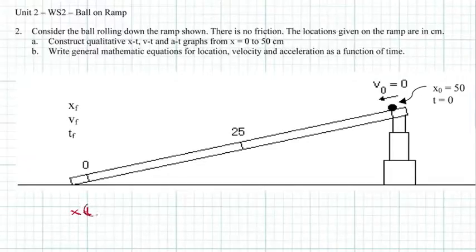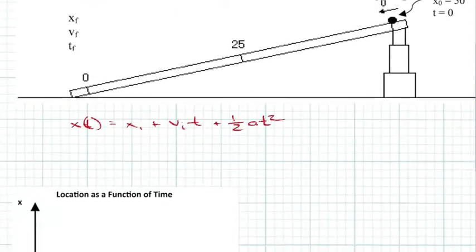Our position as a function of time is going to be equal to our initial position plus initial velocity times time, plus one half acceleration times time squared. Our velocity as a function of time is simply equal to initial velocity plus acceleration times time. And once again, our acceleration as a function of time is simply going to be constant.